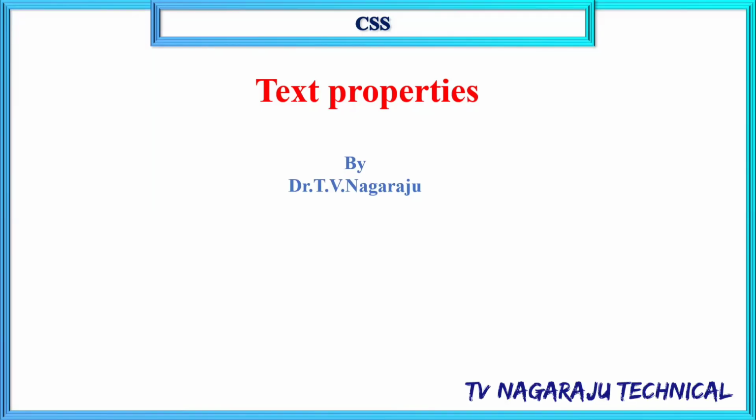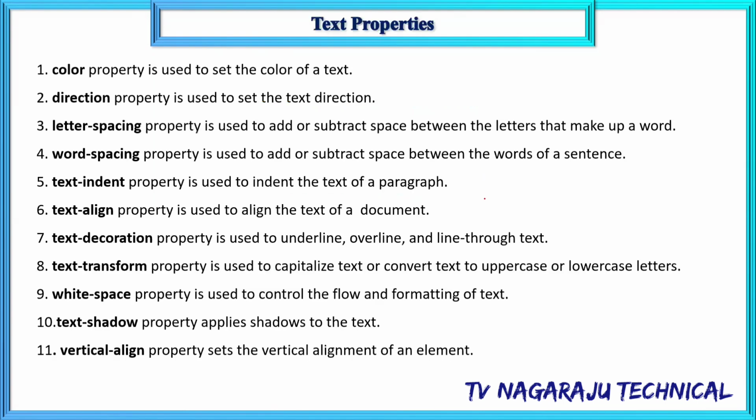Welcome to our channel. In this session, we will discuss some text properties under CSS. What are the properties that are applied to text that you write in each CSS element? The first one, the color property, specifies any color to be set on the text.